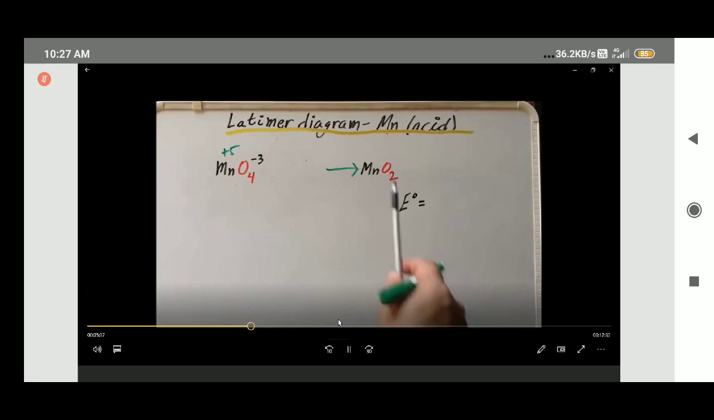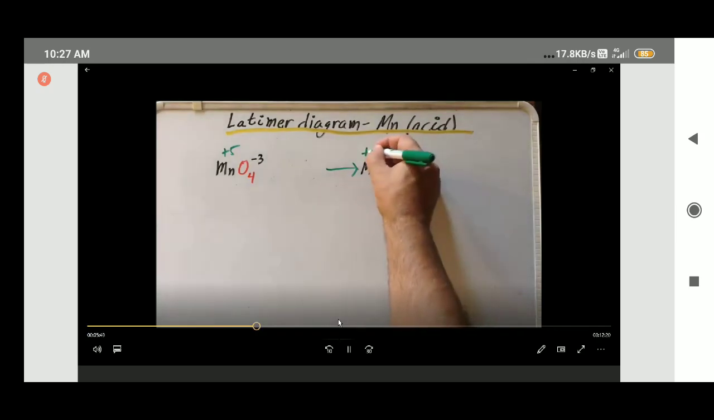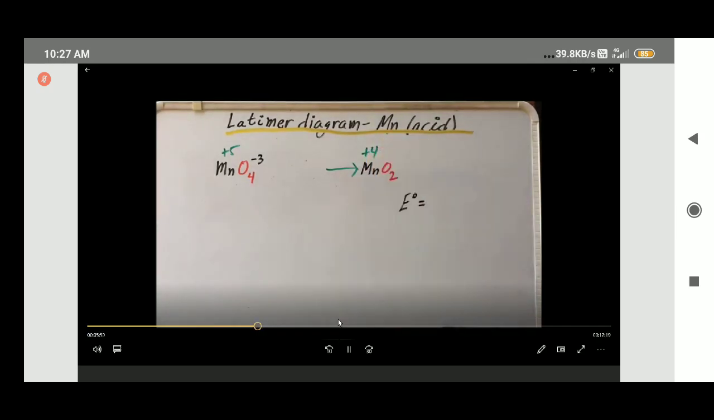Oxygen has -2, two of those gives -4. For neutral compounds, the oxidation number has to be 0. So therefore, the oxidation number of manganese is going to be +4. The easiest way to achieve a reduction from +5 to +4 is to simply add one electron.